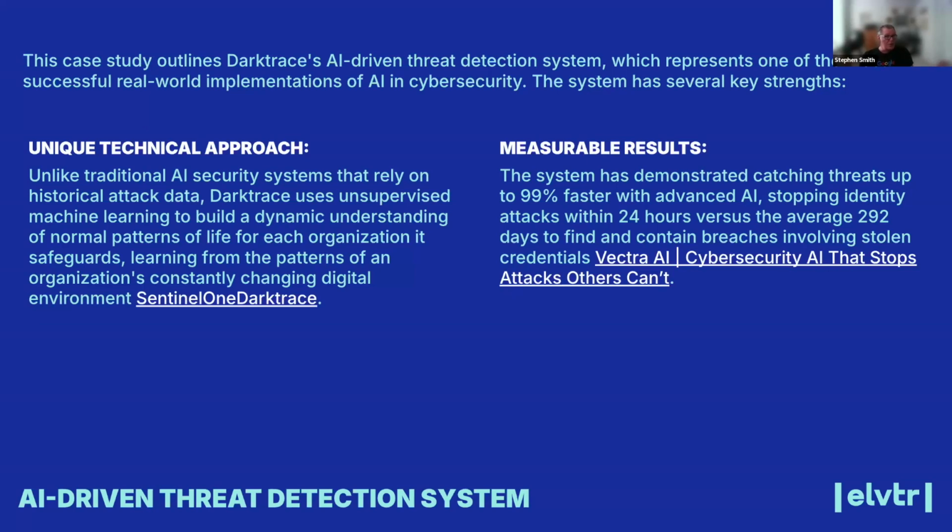So what are the results, right? Speed improvements. They claim they catch threats 99% faster with advanced AI. I could believe it if they had a fully trained model, right? So you have an advantage over traditional detection. MTTD, mean time to detect, I think is like 25 days, if I remember right. I mean, it's long, right? So that's traditional detection. Darktrace says they do it in minutes or hours, right?